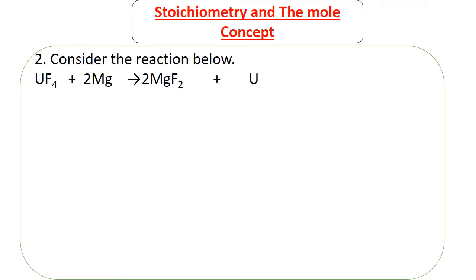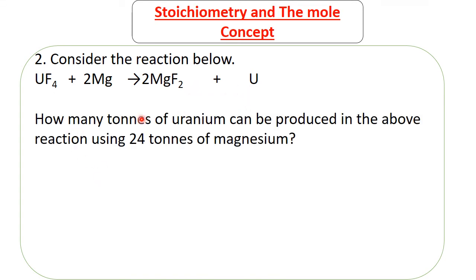Question 2. Consider the reaction below. We have uranium fluoride here reacting with magnesium to produce magnesium fluoride and uranium. So the question is, how many tons of uranium can be produced in the above reaction using 24 tons of magnesium? So using 24 tons of magnesium, how many tons of uranium can be produced? Again, we make use of mole ratios. Of course there is tons here, which is just another SI unit for mass. It's kg, but 1000 kg makes a ton.